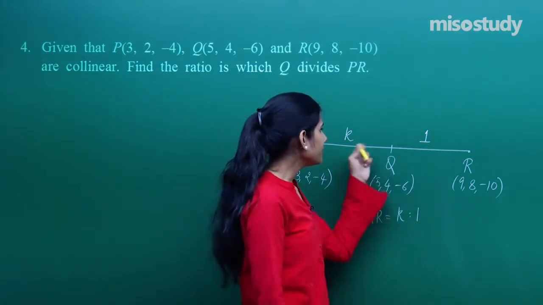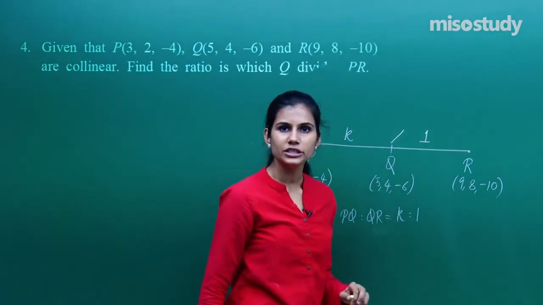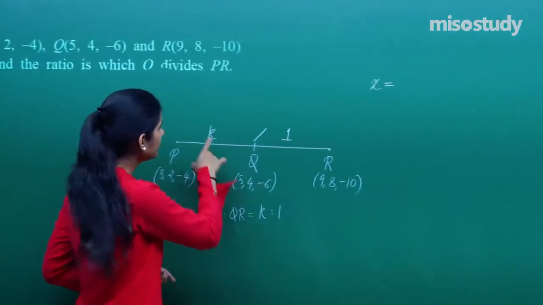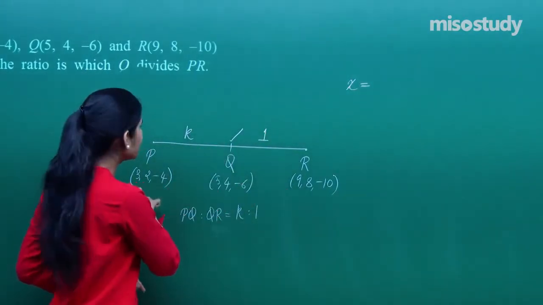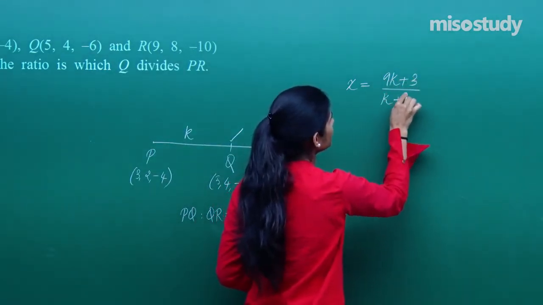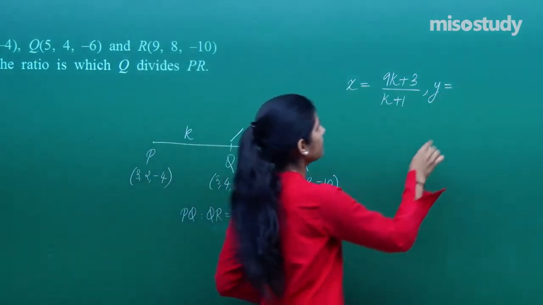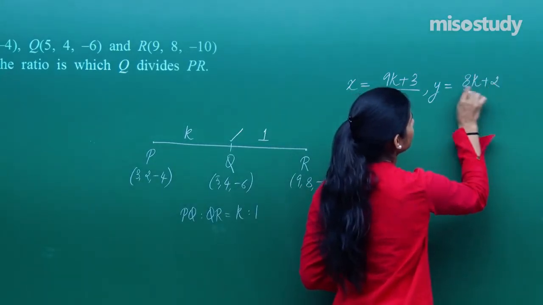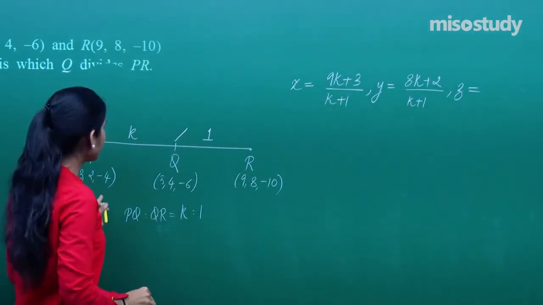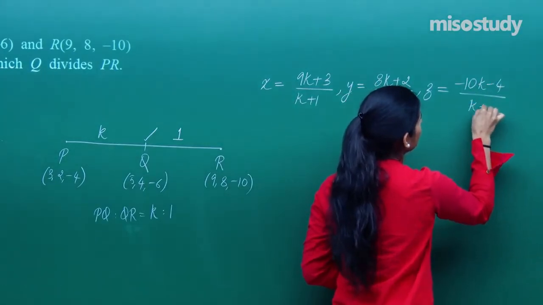Suppose the ratio in which Q divides PR is k is to 1. If Q is dividing PR in the ratio k is to 1, then with the help of this ratio, I can calculate the coordinates of point Q. What is the x coordinate of Q? X coordinate of Q would be k into 9, 9k plus 3 upon k plus 1. Y coordinate of Q would be 8k plus 2 upon k plus 1. I am just applying the section formula. And z coordinate of Q would be minus 10k minus 4 upon k plus 1.